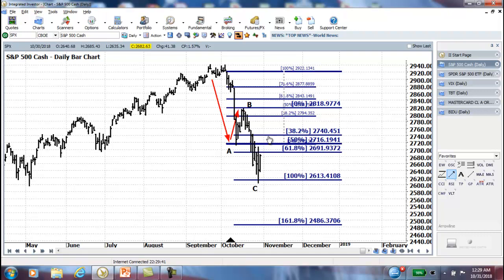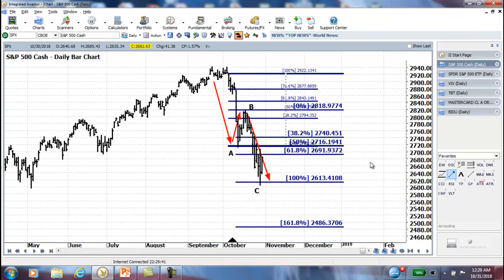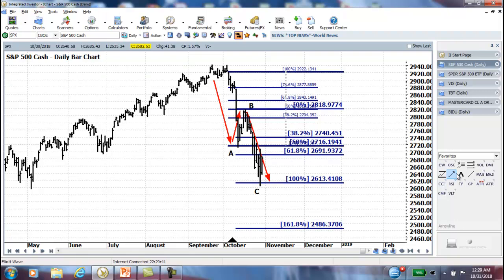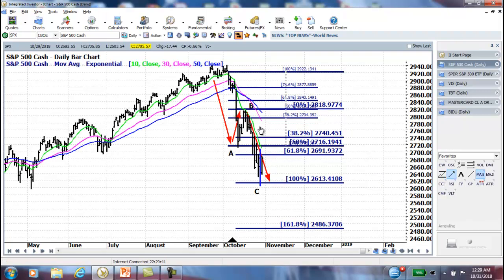Now again, it's complete. It did everything it was supposed to do. We had the 50% correction. We went back up, hit that level, and then we had our extension down to the 100% level. Just as classic as it possibly could be. Now, one last thing that I wanted to put on there are the moving averages. So if we take a look, this lime green line there.